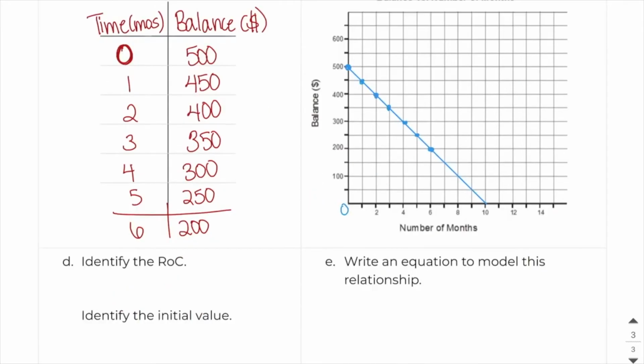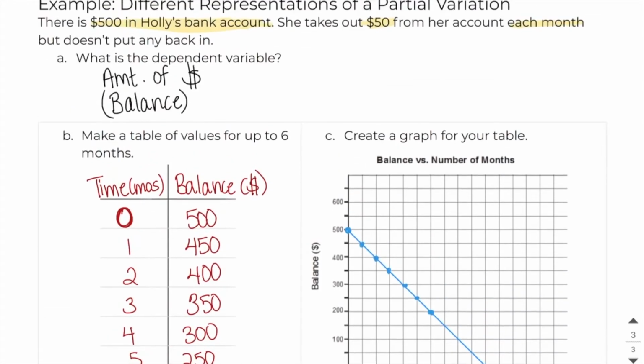So now we want to identify the rate of change. Well, we can find it from a lot of different places. The first place we can find it is right here when it tells us that she takes out $50 each month. So her rate of change is negative 50 because she takes it out per month.